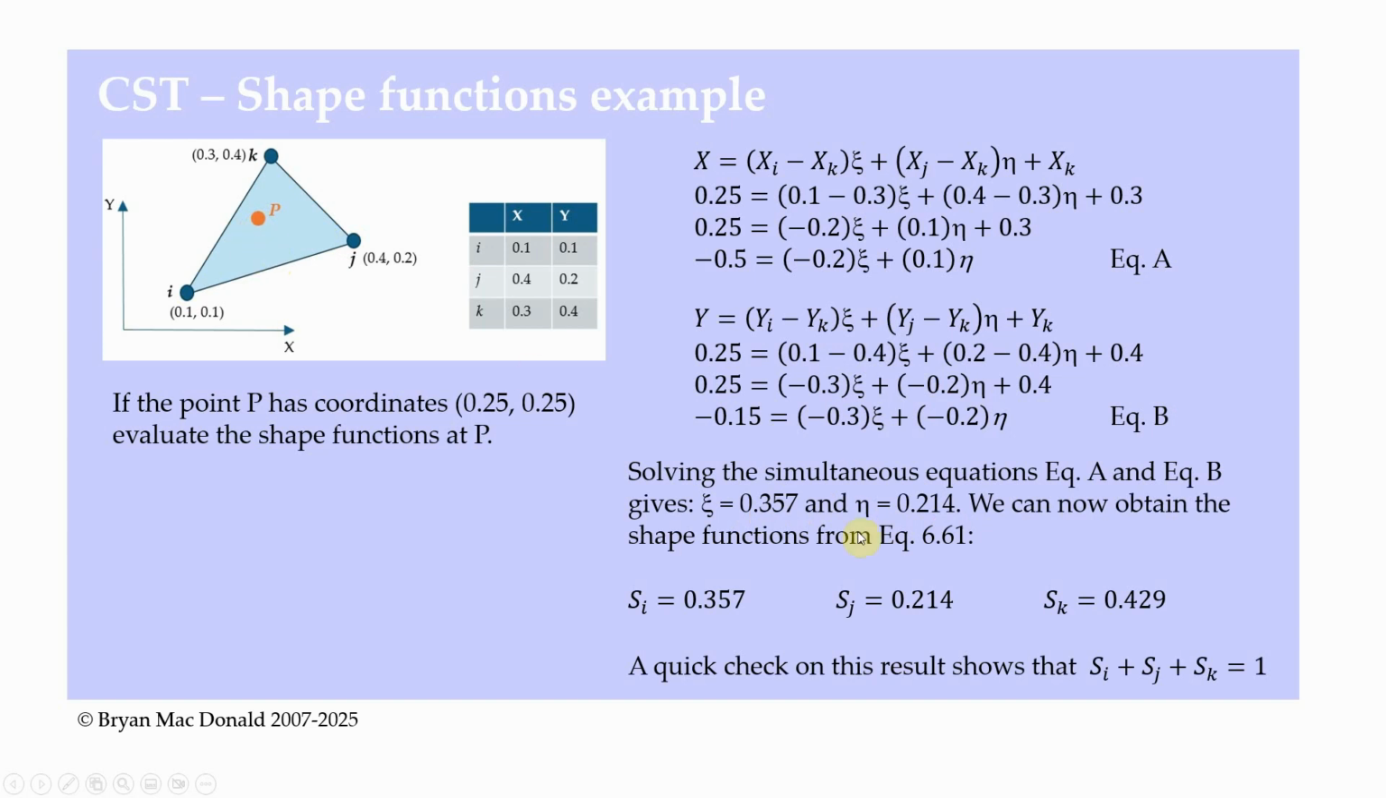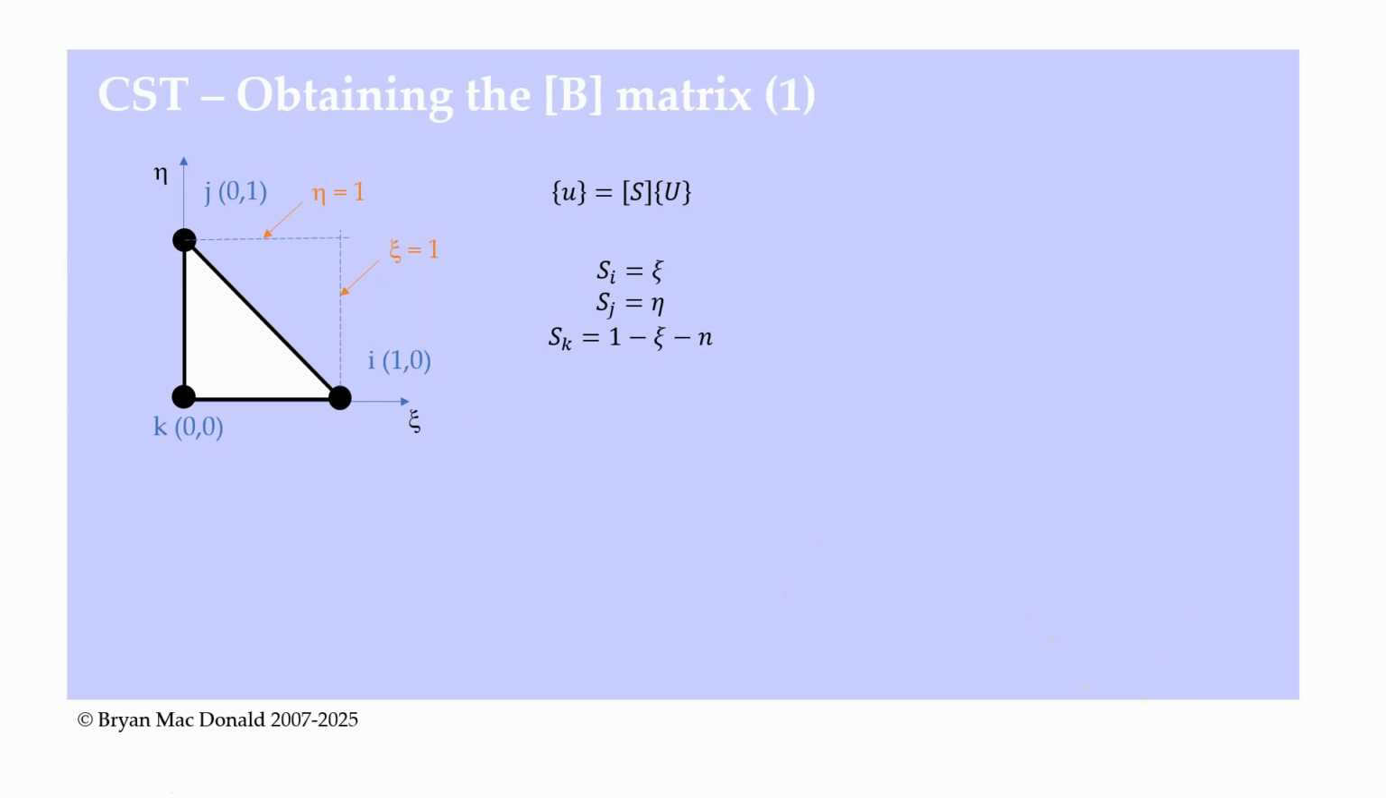Okay, so now that we know eta and neta, we can work out the value of the shape functions. So Si is eta, Sj is neta, and Sk is 1 minus eta minus neta. So there are our three shape functions there. And as usual, it's always good to perform a quick check. Just checking here shows us that Si plus Sj plus Sk is equal to 1. So our results would appear valid there. Okay, so now we're going to go ahead and start looking at how to obtain the B matrix for this element. So again, remember we already know the D matrix based on whether it's plane stress or plane strain.